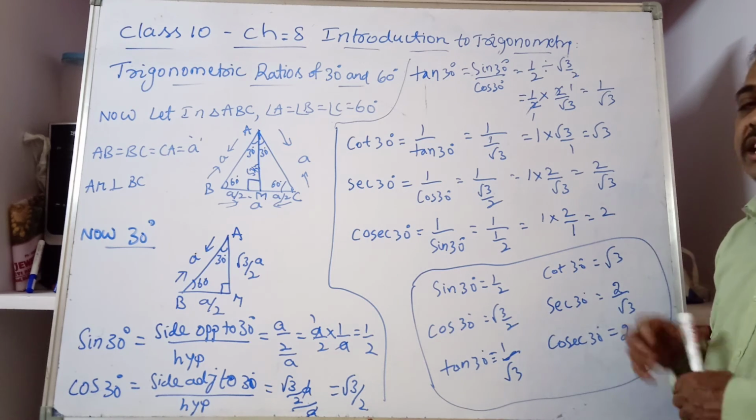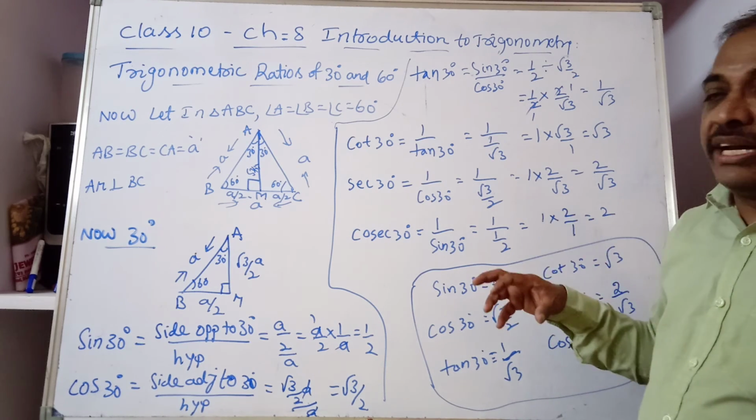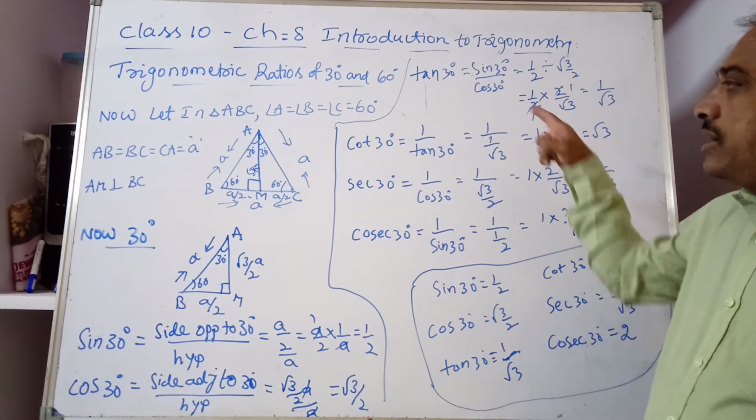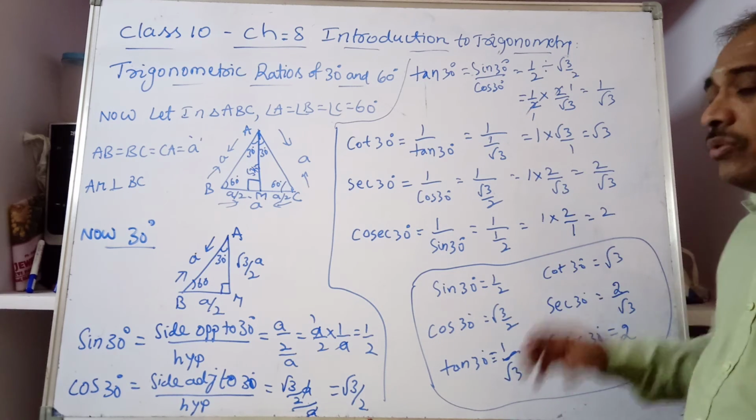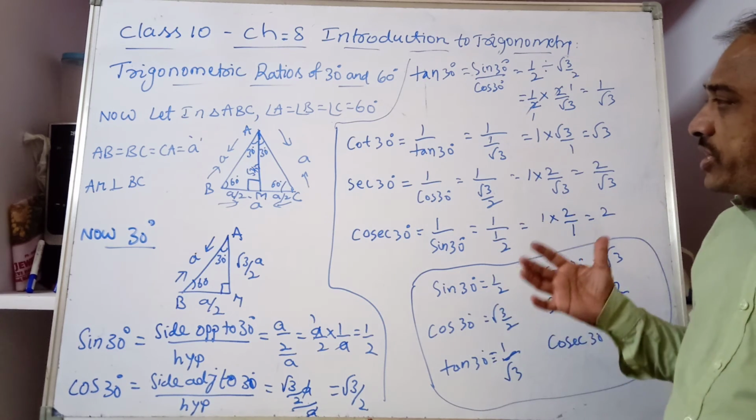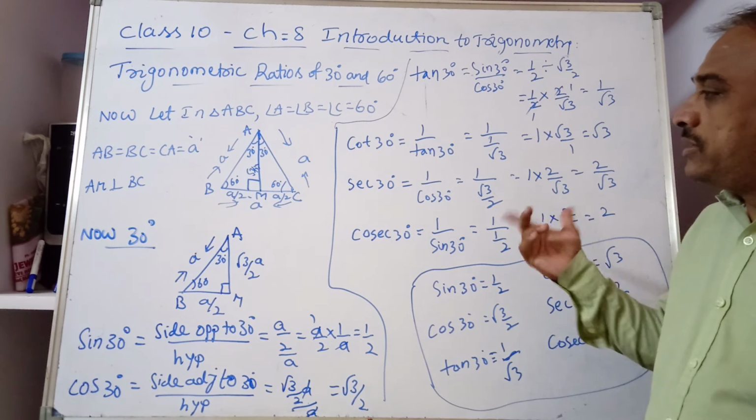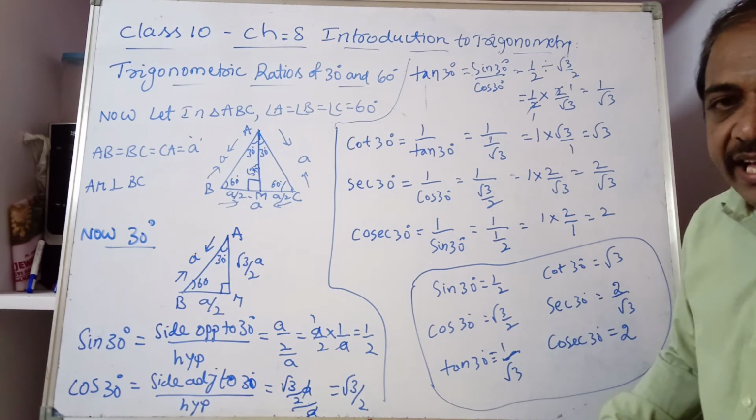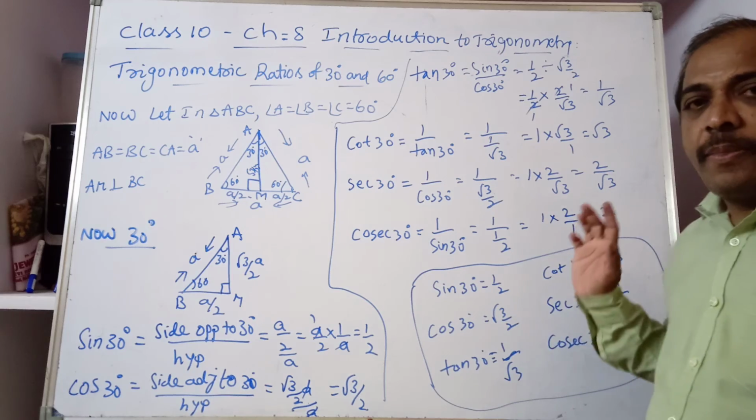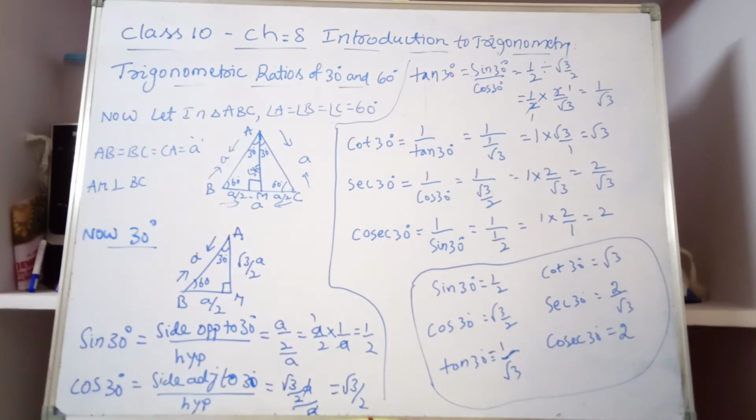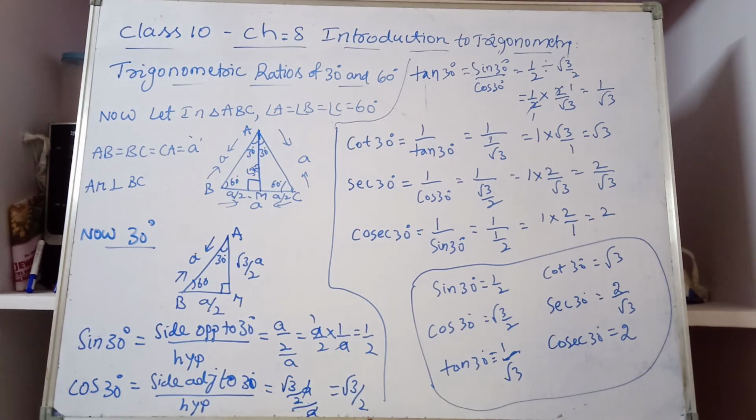This is about the trigonometric ratios of some specific angles. We found the 30 degrees values now. So we finished 45 degrees over 30 and 60 degrees. Is it clear, children? Right.